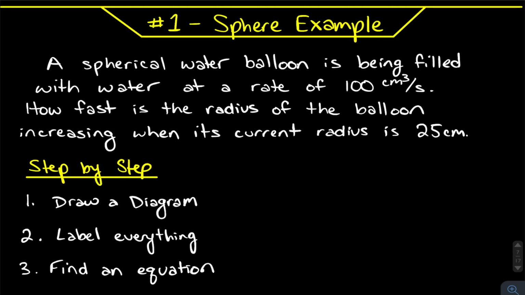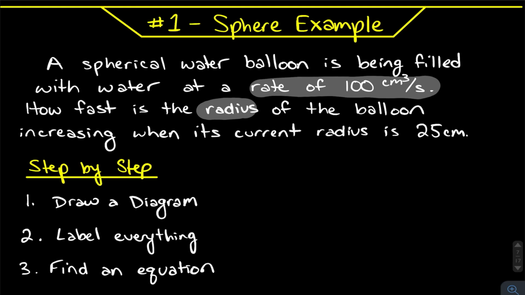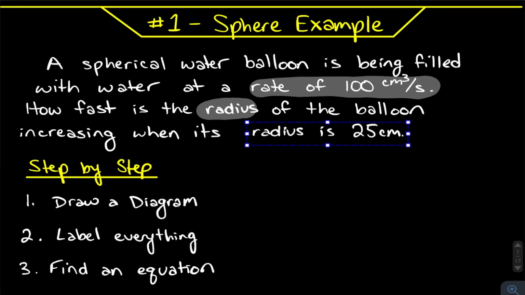So a spherical water balloon is being filled with water at a rate of 100 centimeters cubed per second. How fast is the radius of the balloon increasing when its current radius is 25 centimeters? And again, maybe it would be better wording, I don't know, you guys let me know, if I just write when its radius is 25 centimeters. But the first step, remember, this whole entire problem is going to be hard if you don't actually know what this looks like.